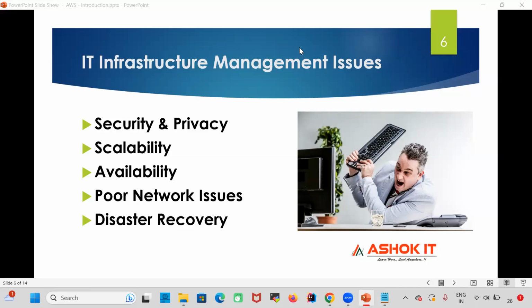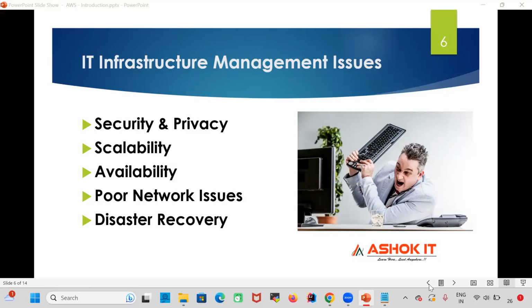If our system is collapsed, then our application will not be available, our data will not be available. How will you recover that data? How will you give the data back to your client? That is called disaster recovery.